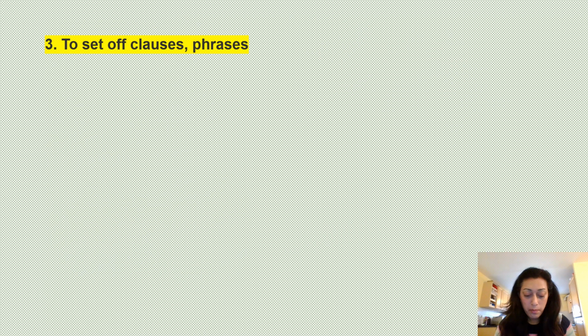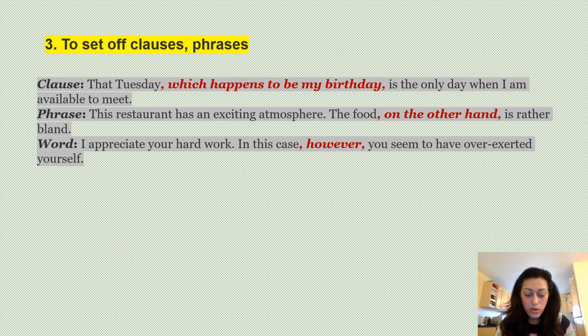Then is using a pair of commas in the middle of a sentence to set off clauses, phrases, and words that are not essential to the meaning of the sentence. Use one comma before to indicate the beginning of the pause and one at the end to indicate the end of the pause. Now here we can take a look at clause, phrase, and word.